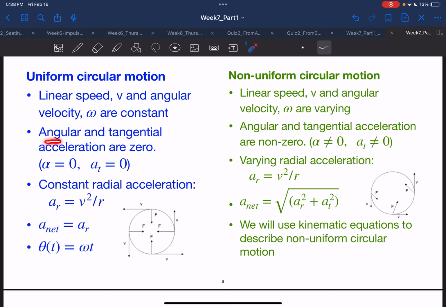For the angular and tangential acceleration, when we're in uniform circular motion, since the thing doesn't need to speed up or slow down, a sub t, the tangential acceleration, and the angular acceleration are both 0. On the other hand, if the thing needs to slow down or speed up, these are both quantities that are going to be non-zero. And remember, the relationship is just a sub t equals alpha r.